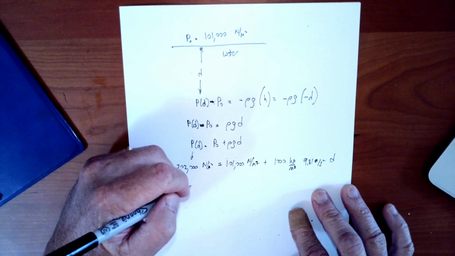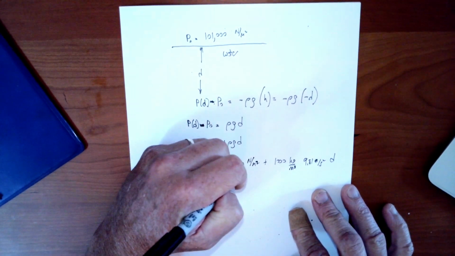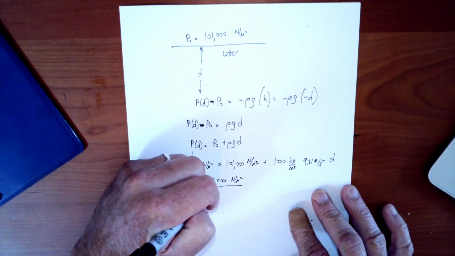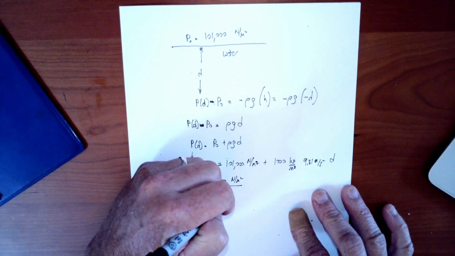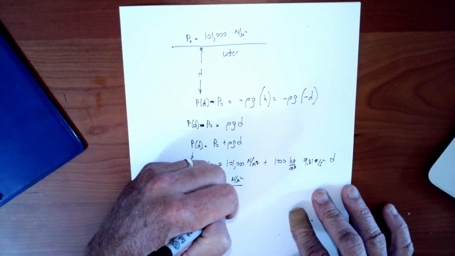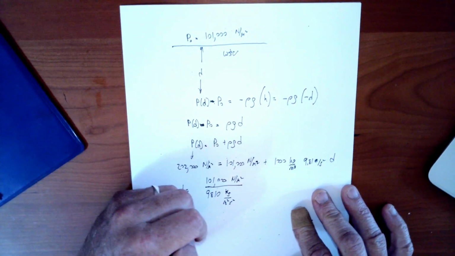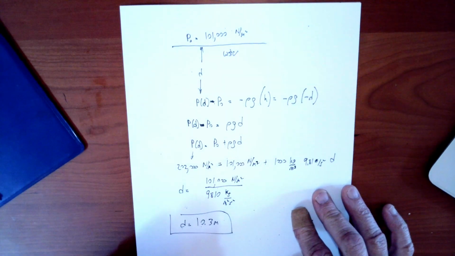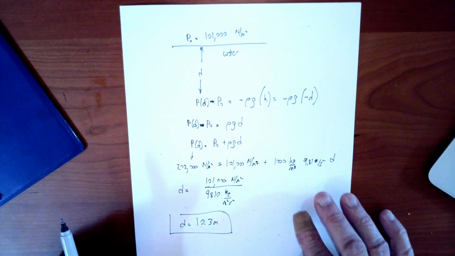I can solve that. I have D is equal to 101,000 newtons per meter squared divided by 9,810. My units then are kilograms per meters squared second squared. When you do the multiplication out, D comes out to be 10.3 meters. So that's the answer. If you go 10.3 meters under the water, you will find that the pressure is twice regular atmospheric pressure.